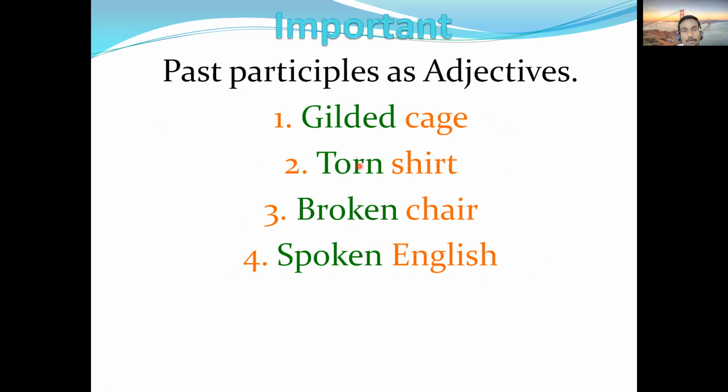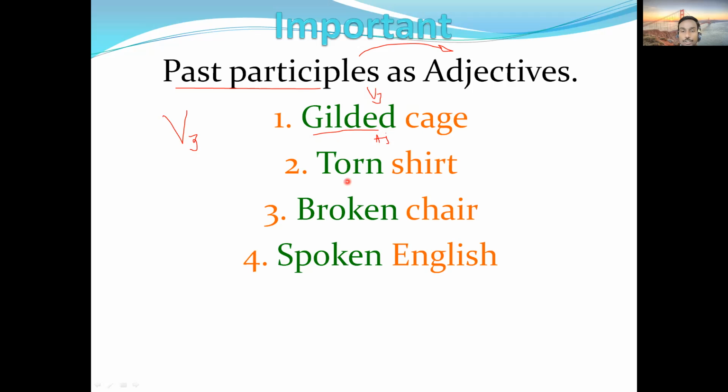Next we will go to past participles, which can also be used as adjectives. So what are past participles? Past participles are nothing but the V3 forms of verbs, and they can also be used as adjectives. So here is gilded cage. Gilded is V3. Here it is used as an adjective. Gild is a verb. You might have studied in chemistry what gilding is.